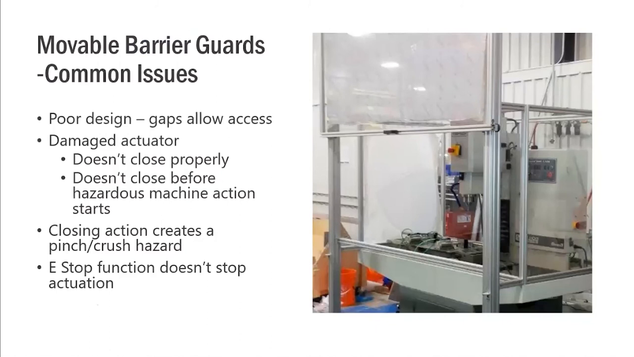Other hazards with this: poor design, gaps that allow access. The actuator's damaged, so maybe it doesn't open or close as fast as it was intended to, and maybe the hazard is occurring before the door closes. I've seen that recently, that pinch hazard with the door itself. All common issues with the movable barrier guards, and you need to see it in operation to sense that.